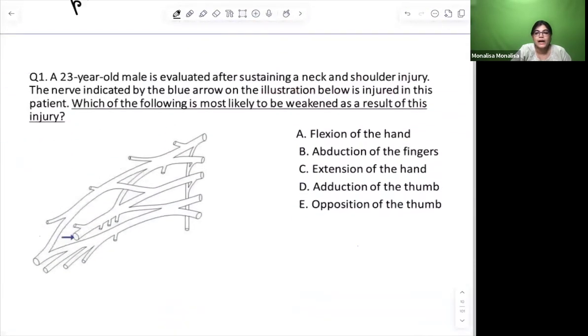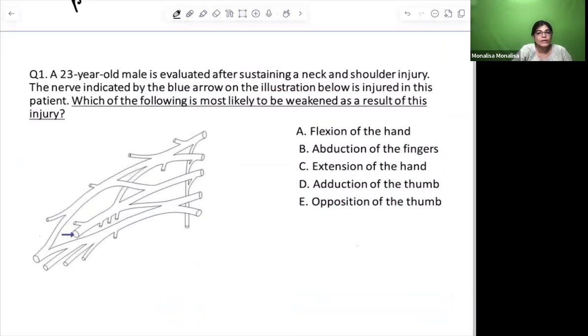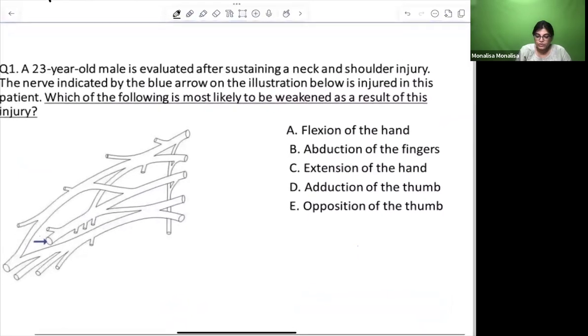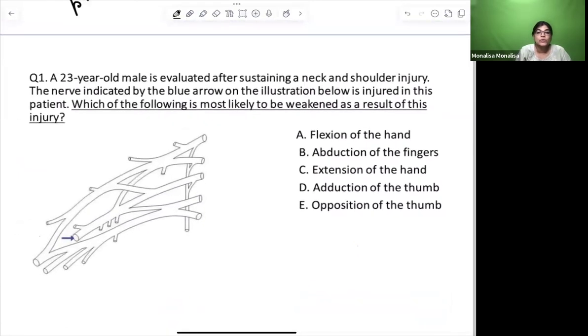So let's come to the MCQ. This is a clinical MCQ, and not only clinical, it is also an image-based question. Here a 23-year-old male is evaluated after sustaining neck and shoulder injury. The nerve indicated by the arrow, you can see the small blue arrow there. You have to identify the nerve, and also tell what will be the result if this nerve is injured.